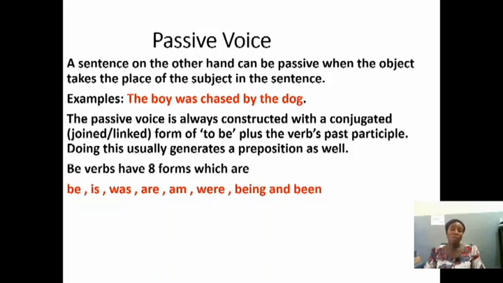Okay? Now, let's look at the be verbs that we have in English language. What are the be verbs that we have? We have be, is, was, are, am, were, being, and been.